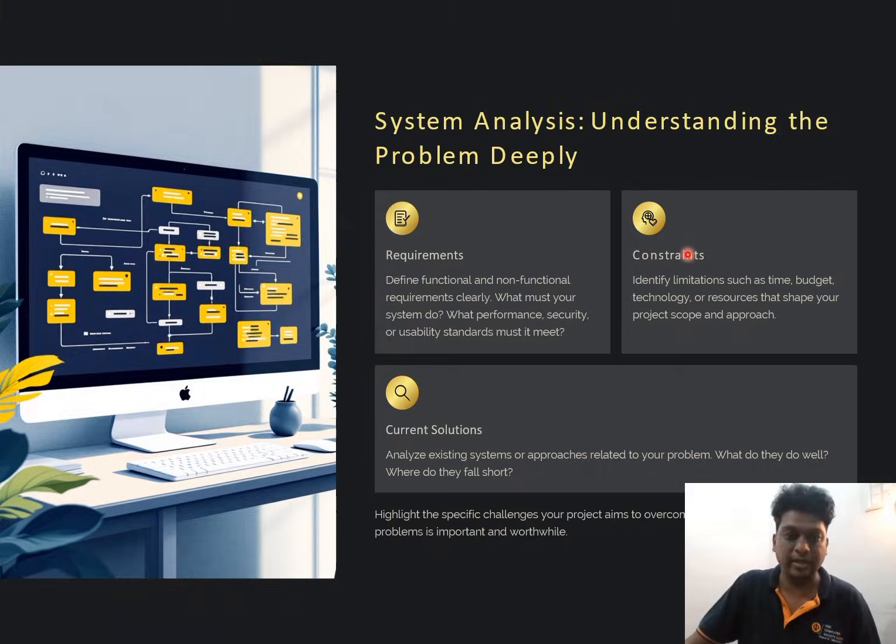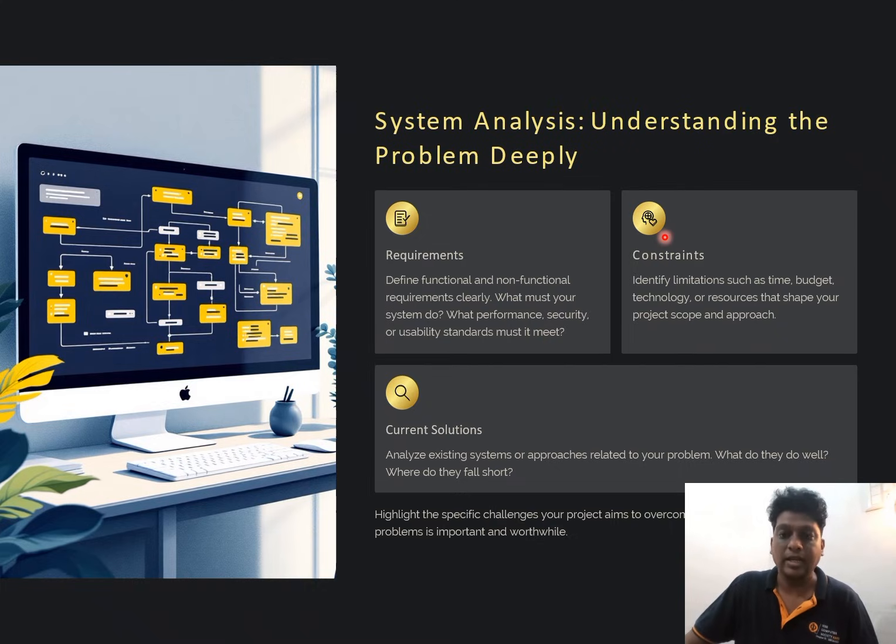Then chapter 3 is nothing but the system analysis. So we should understand the problem deeply, then only we will be able to give the solution. First we should understand the requirements. So what are all the requirements we are having? It can be classified into functional and non-functional requirements. We can see that briefly later.